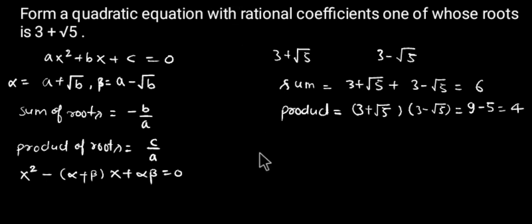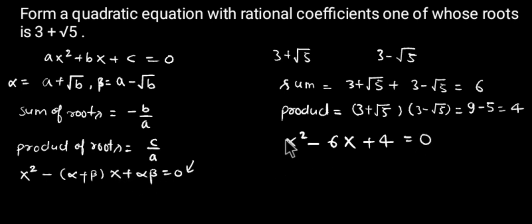Now we generate the required quadratic equation in this manner. First I write x square minus, and the sum of the roots is 6, so 6 into x plus the product of the roots, and the product of the roots is 4. So 4 equal to 0.